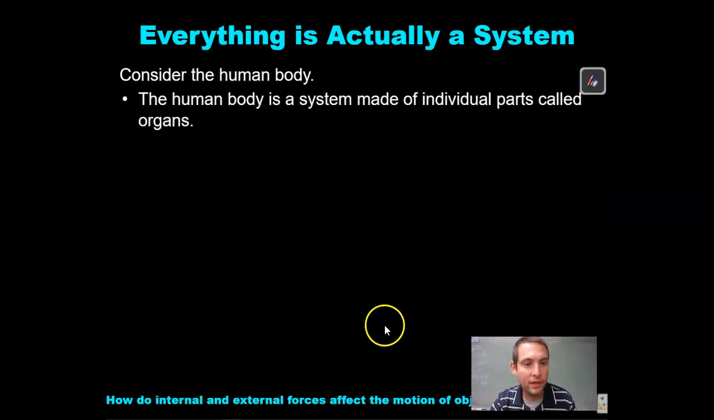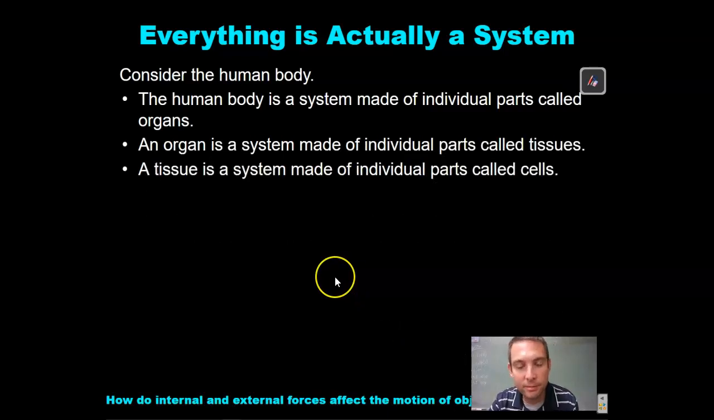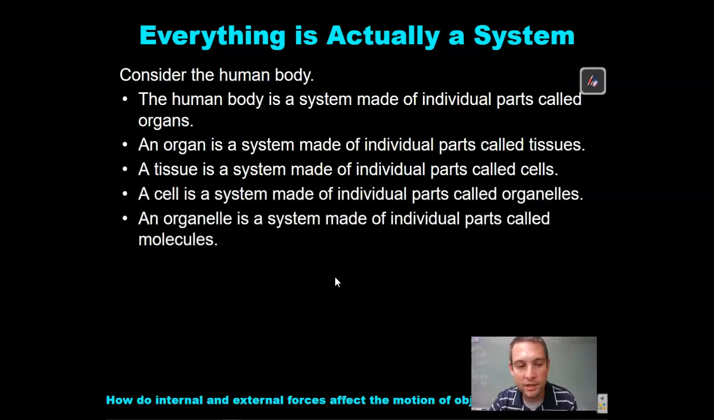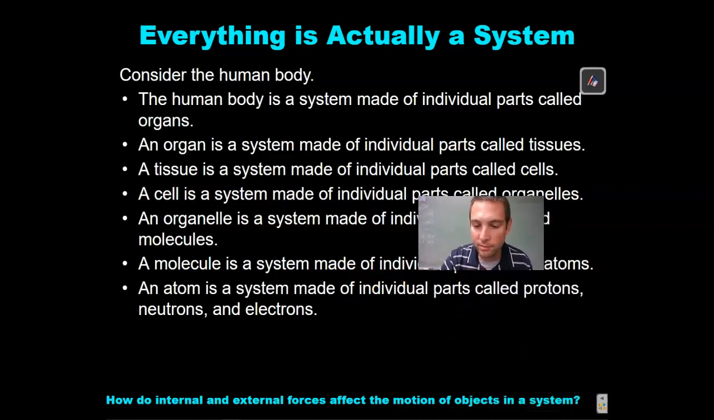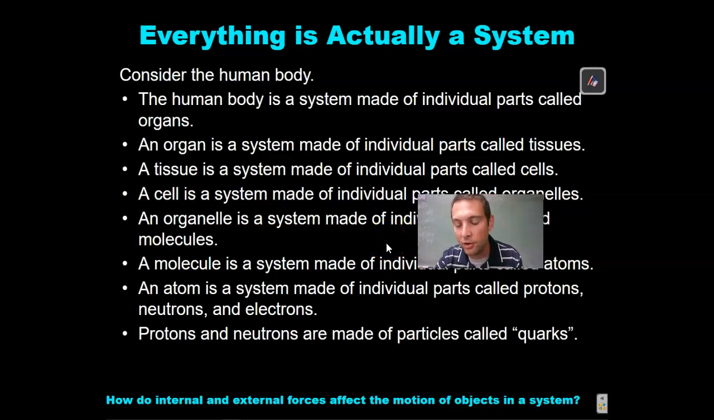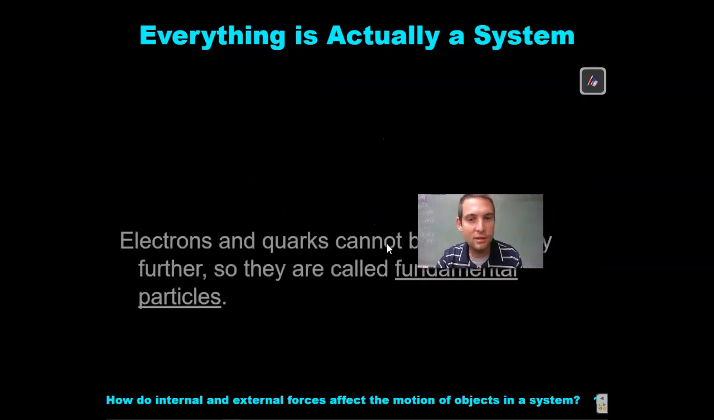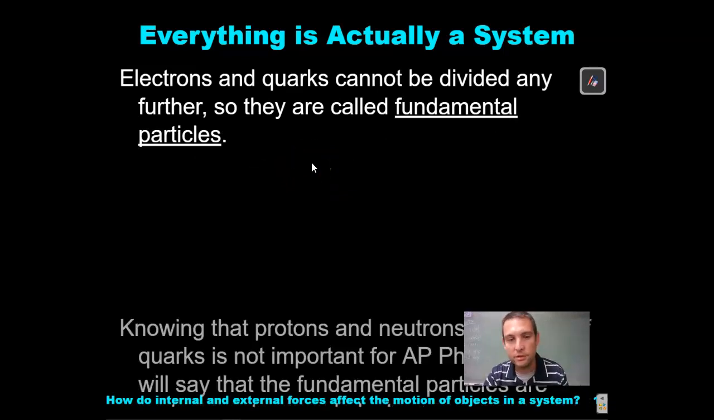Everything is a system. We've got the human body, made of individual parts called organs. An organ is a system made of individual parts called tissues. Tissue is a system made of individual parts called cells. A cell is a system made of individual parts called organelles. An organelle is a system made of individual parts called molecules. A molecule is a system made of individual parts called atoms. Atoms are a system made of individual parts called protons, neutrons, and electrons. Protons and neutrons are made of particles called quarks. Quarks are made of string, maybe. Electrons and quarks cannot be divided any further, so they're called fundamental particles.